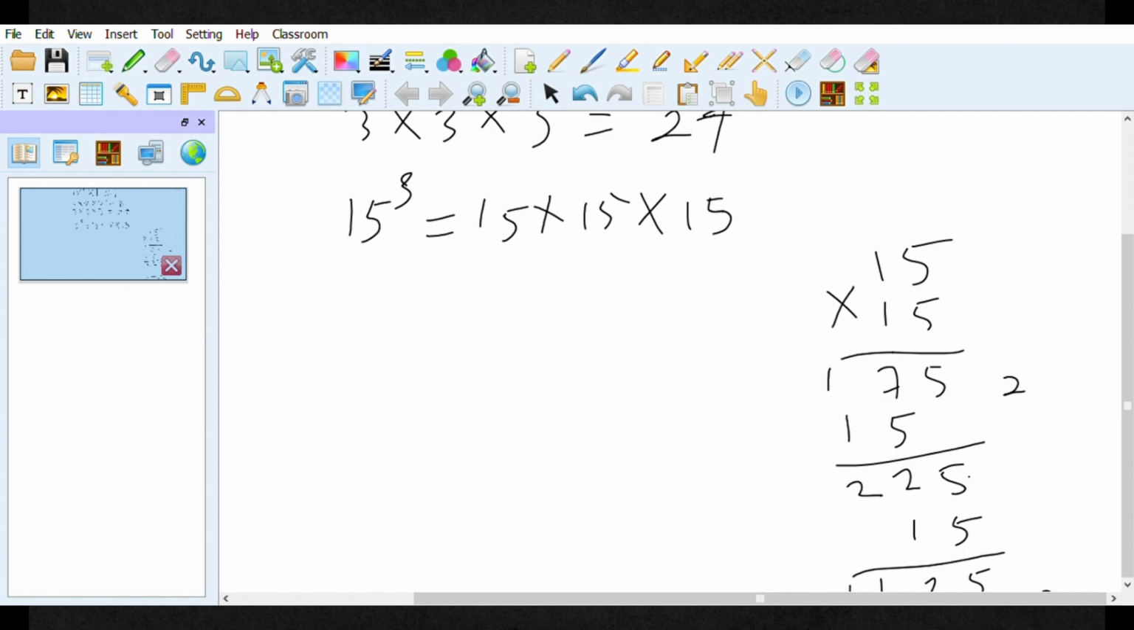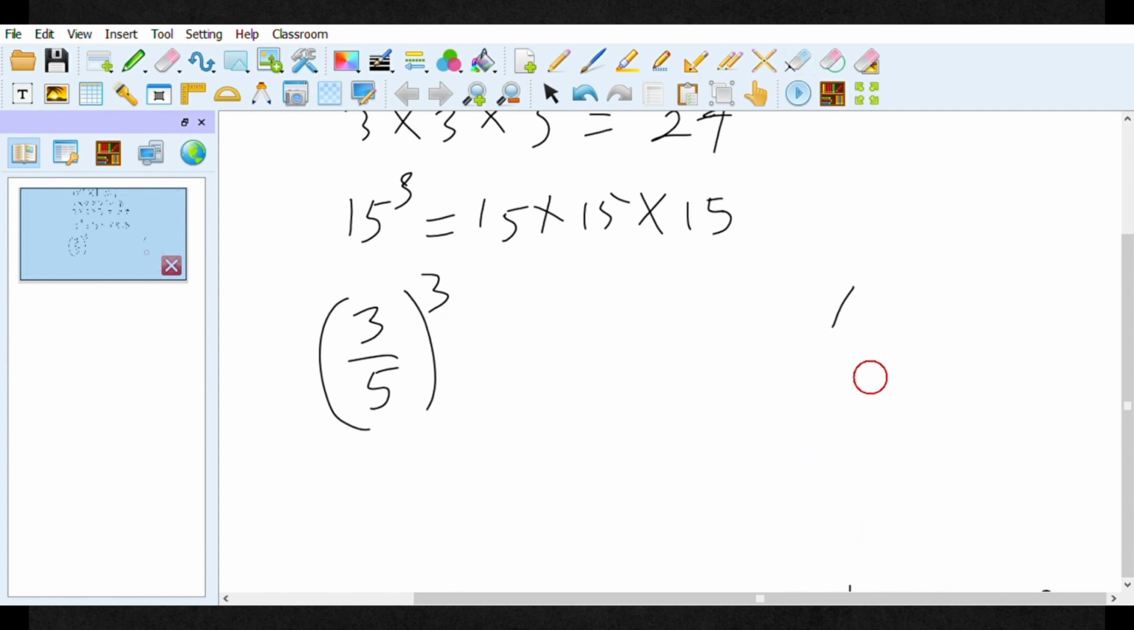So in the next example, we're going to find the cube of 3 over 5 raised to power 3. Find the cube of that. Okay, so we want to find the cube of this number. This number is a fraction, and for a fraction, this means that 3 is cubed and 5 is also cubed.